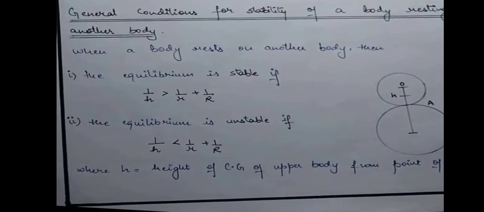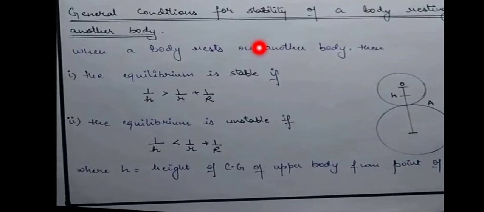Now, the energy test of stability. Let us understand a point that for a system in equilibrium under conservative forces, the potential energy is minimum for stable equilibrium, whereas the potential energy is maximum for unstable equilibrium.